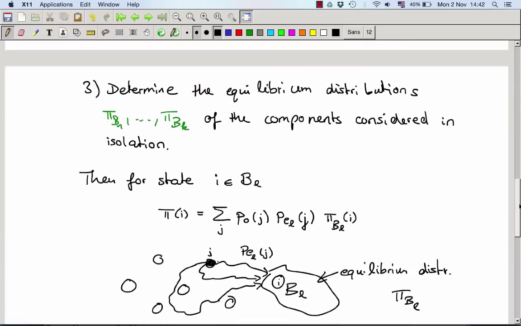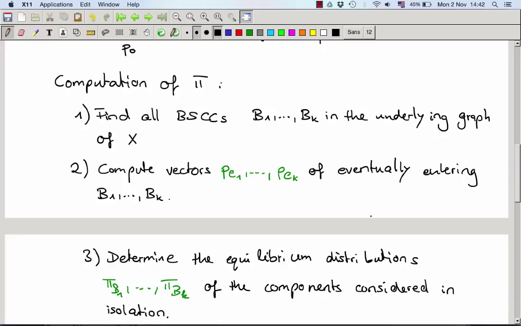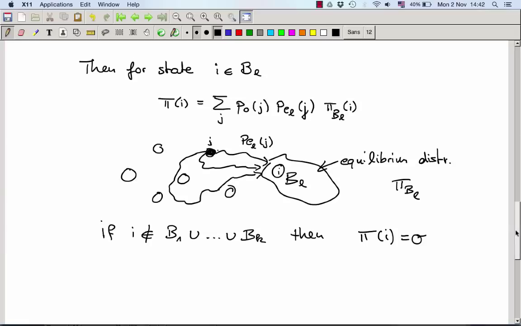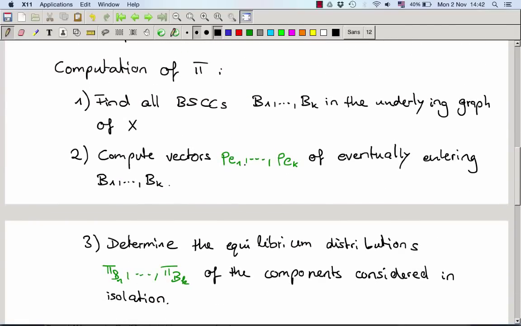Okay, so now let's go through all 3 steps in detail. By the way, this is of course 0 because you cannot reach any BSCC, and then in equilibrium you're never in that state. So therefore it has probability 0. Let's first talk about step 1. We have to find all bottom strongly connected components of the chain. This requires running graph analysis algorithms. For instance, there is Tarjan's algorithm that can do something like this. It finds strongly connected components, and checking whether they are bottom is relatively simple. So I won't go into detail about this. It's really simple. Just check Tarjan's algorithm.